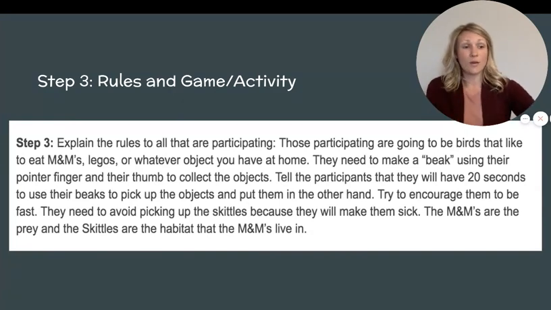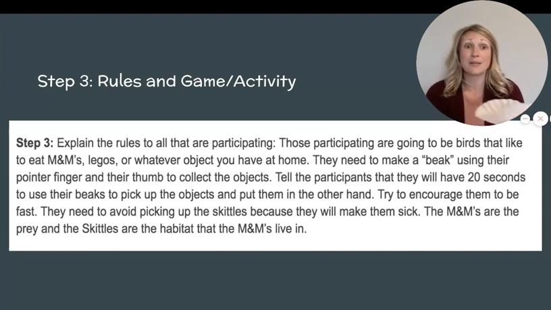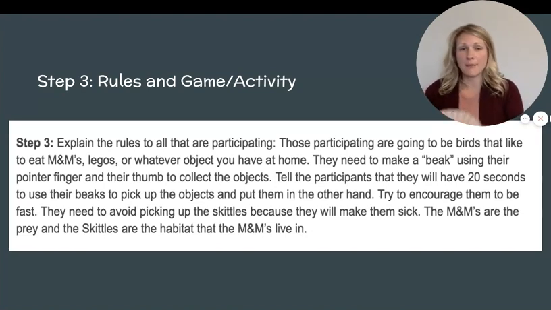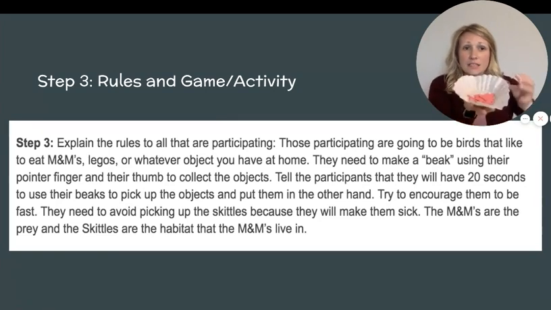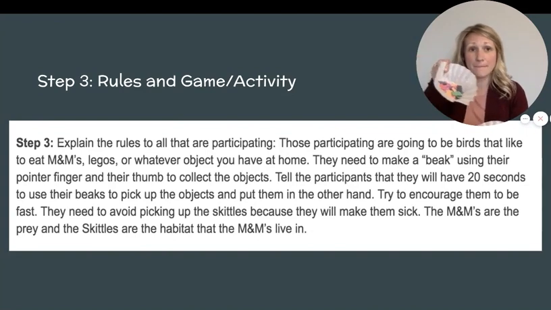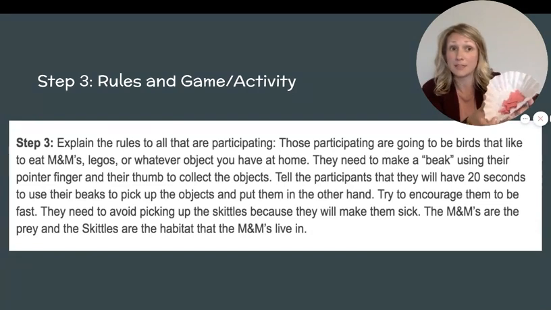So I'm avoiding trying to pick up those objects from my habitat because they're going to make me sick. So remember, my M&Ms are my prey, and my Skittles are my habitat. Or my construction paper with the M is my prey, and the construction paper without the M is my habitat.